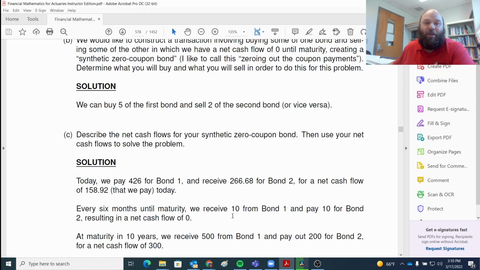Finally, at maturity, we bought 5 of the first bond, so we get 500 from bond 1, but we sold 2 of the second, so we have to pay out 200 for a net cash flow of 300. So, bottom line, we pay 158.92 today and get 300 in 10 years. We have effectively synthesized a 0 coupon bond. All that we need now to do is find the corresponding interest rate, and now we've got our spot rate, the one that's desired.